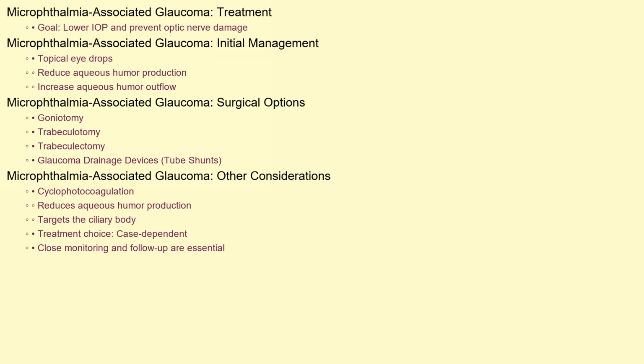The treatment of microphthalmia-associated glaucoma aims to lower intraocular pressure and prevent further optic nerve damage. Initial management often involves topical eye drops that reduce aqueous humor production or increase its outflow. If medications are insufficient, surgical intervention may be necessary. Surgical options include goniotomy, trabeculotomy, trabeculectomy, and glaucoma drainage devices and tube shunts. In some cases, cyclophotocoagulation, a procedure that reduces aqueous humor production by targeting the ciliary body, may be considered. The choice of treatment depends on the specific characteristics of the case and the response to initial therapies. Close monitoring and follow-up are essential to manage the condition effectively.